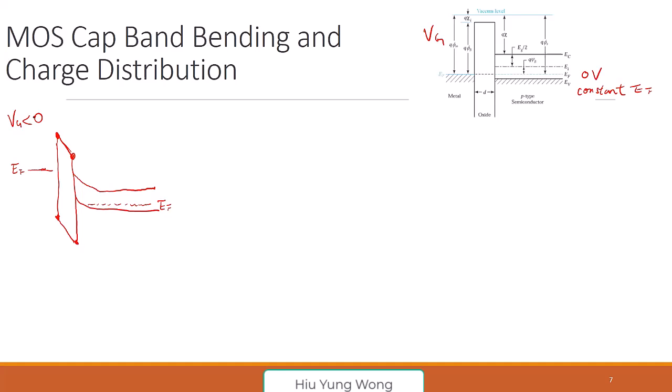In reality, how do I get this band diagram? I need to solve the Poisson equation. In reality, I know that when I apply a negative voltage to the gate, does the gate get positive or negative charge? Anyone? Negative voltage, what does it mean? It means you try to push electrons towards the gate. So is it negative or positive?